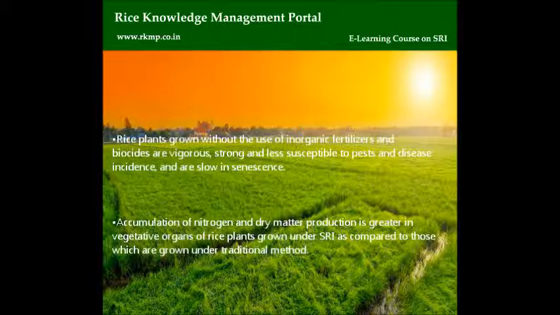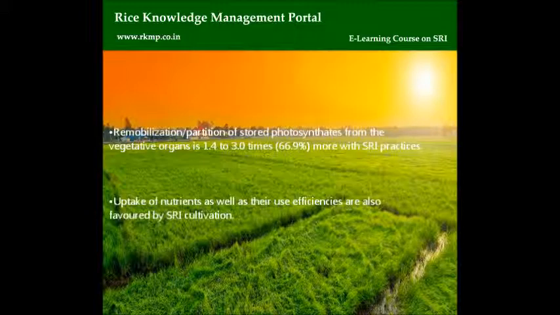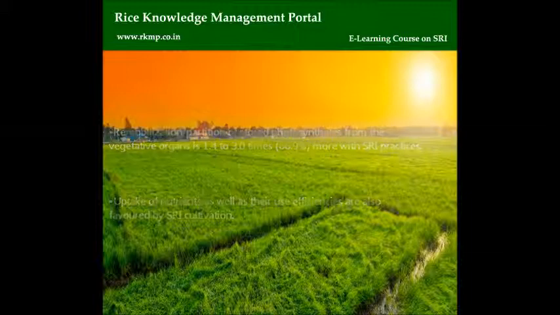Accumulation of nitrogen and dry matter production is greater in vegetative organs of rice plants grown under SRI as compared to those grown under the traditional method. Remobilization or partition of stored photosynthates from the vegetative organs is 1.4 to 3 times, 66.9% more with SRI practice. Uptake of nutrients as well as their use efficiencies are also favored by SRI cultivation.